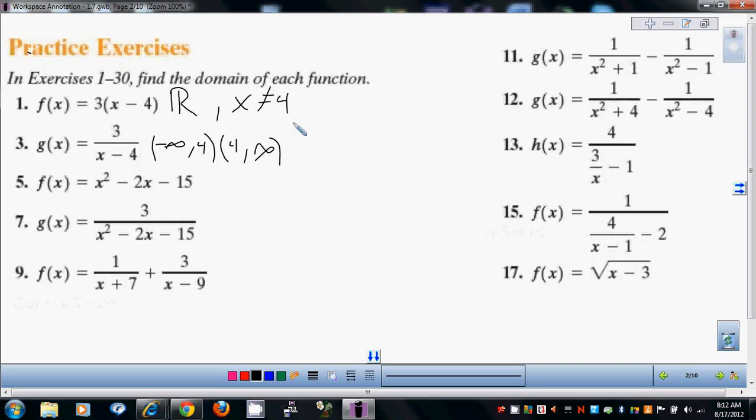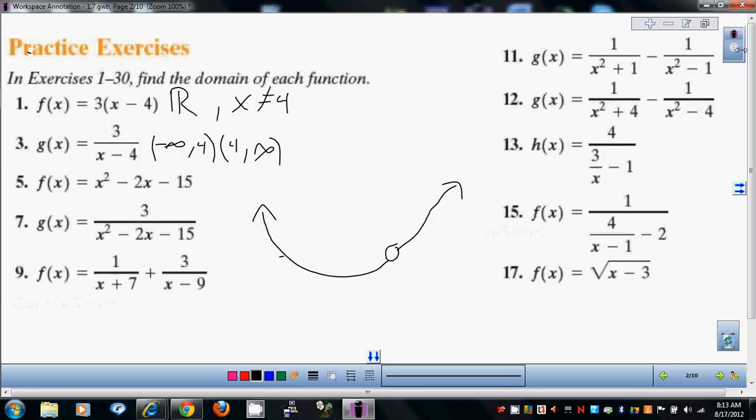What's the only thing x cannot be in this function? What's the only thing that's going to give us a 0 in the denominator if we plug it in? 4. So, just imagine you were looking at the graph of this. And let's say right here is x equals 4. And I asked you what the domain is of that. You'd say, well, negative infinity all the way up until this gap at 4, and then 4 to infinity. That's not exactly how it would look. In fact, this one would have an asymptote. I just sketched something. But that's where it's coming from.